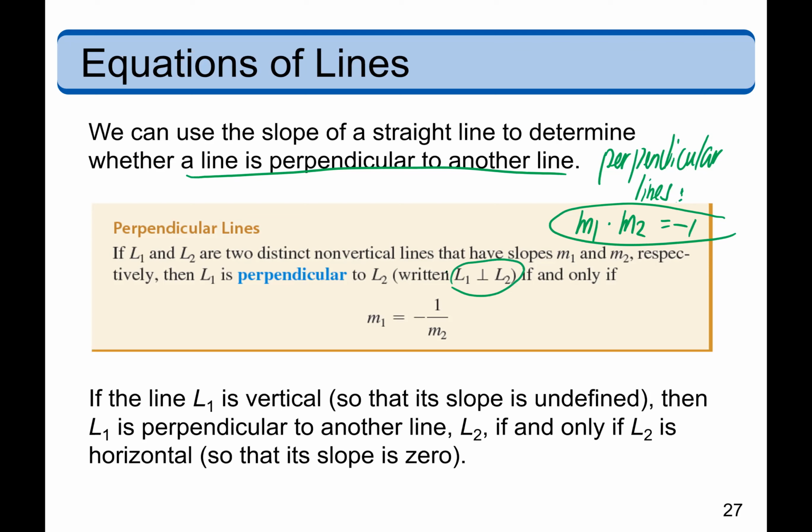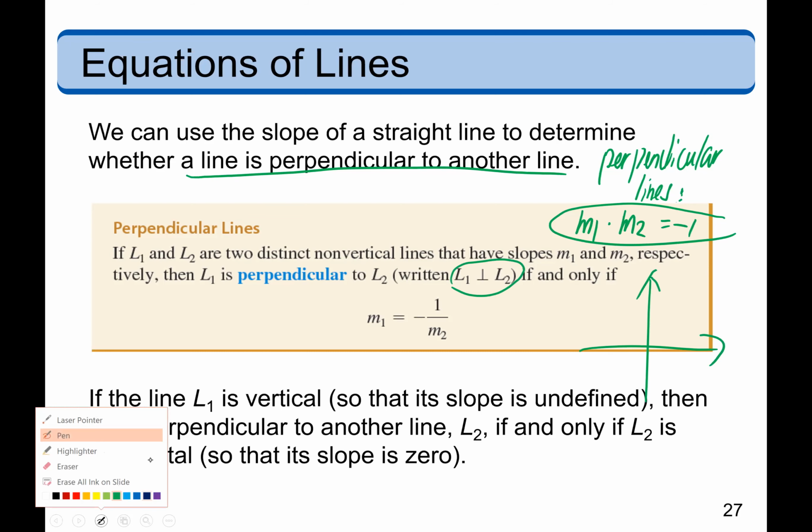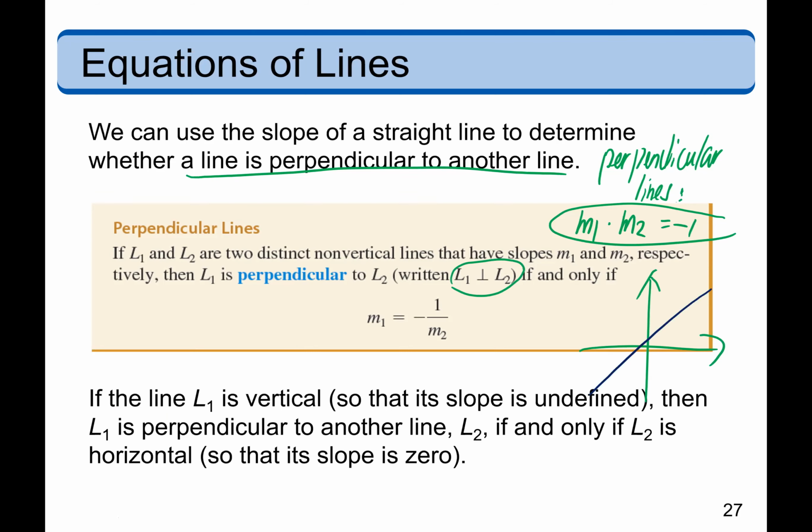A typical perpendicular line looks like this. Let's say we have this, and if one line looks like this, another line will be this. They form a right angle here, so that they are perpendicular to each other. The most important thing is that slope number 1 times slope number 2 equals -1. If you know the slope of one of the lines, then you'll be able to find the slope of the other line.